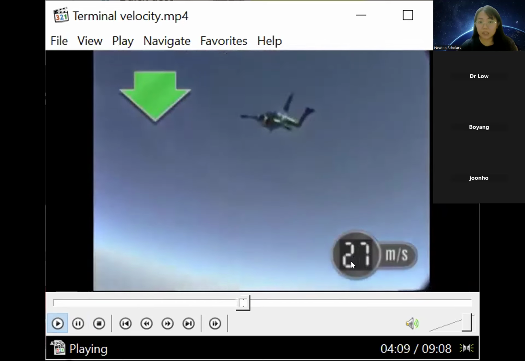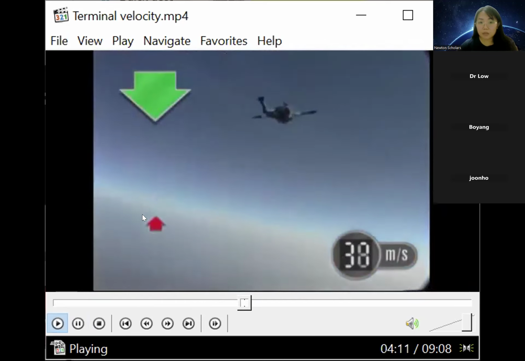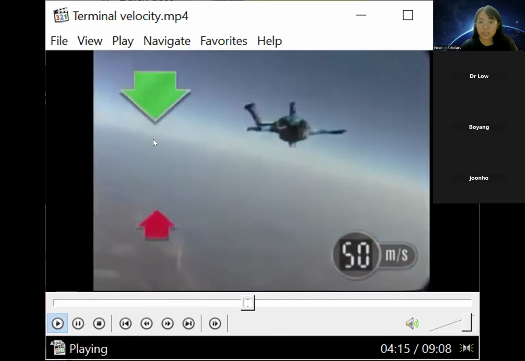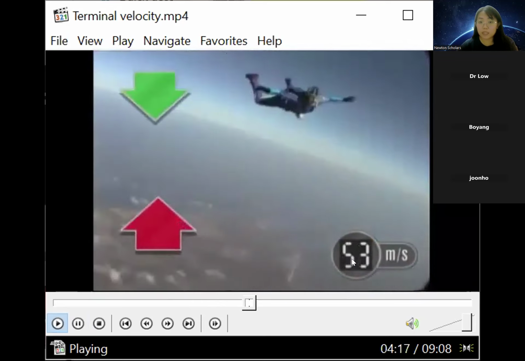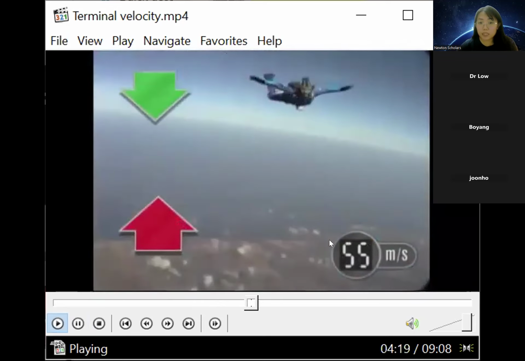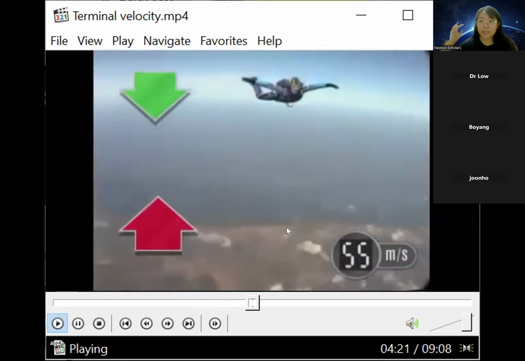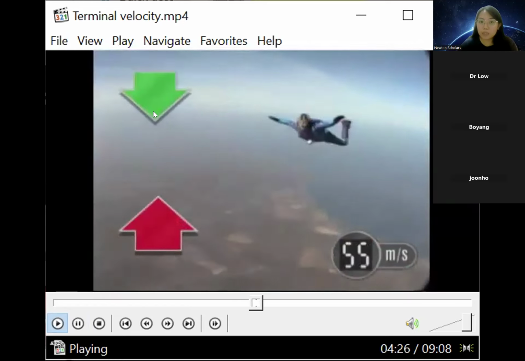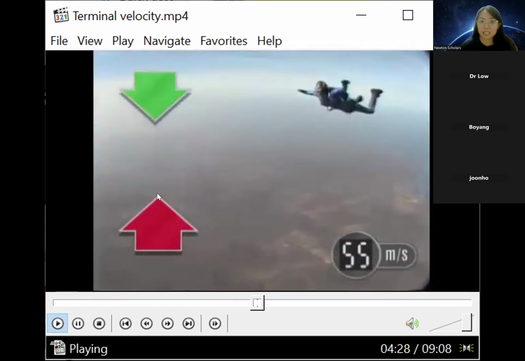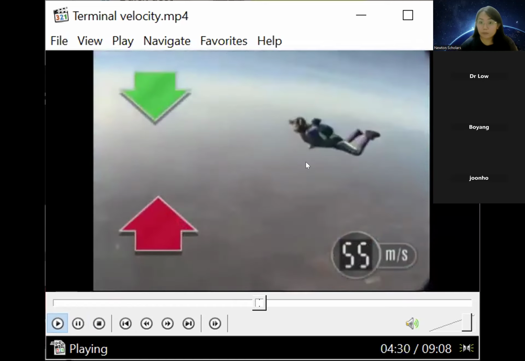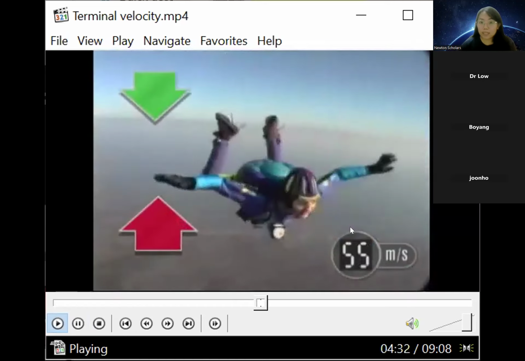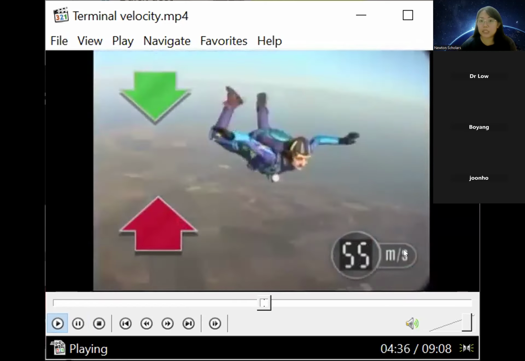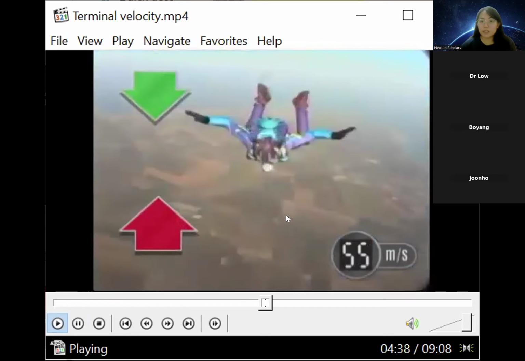At the same time, the red color shows you air resistance. It will start to increase and increase because our speed increases. You can see that speed increases, but the rate of increase is slowing. Until at a moment the air resistance and the weight balance, so it's still falling down, but with a constant velocity, which we call terminal velocity. Continue.